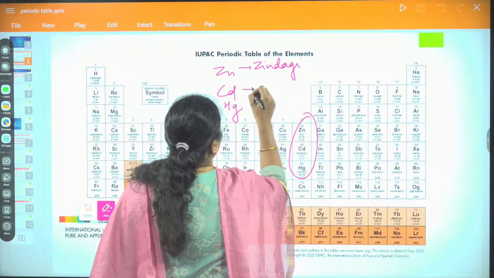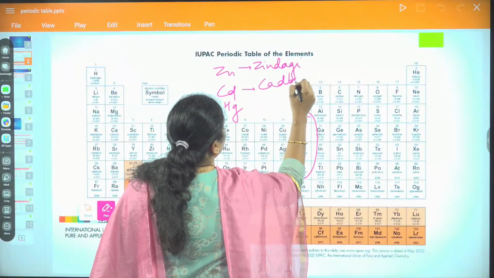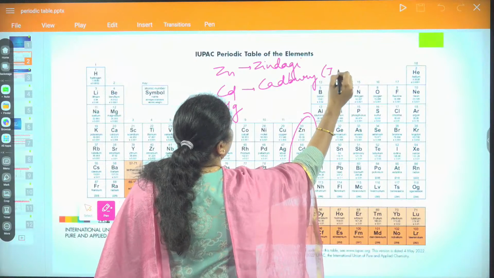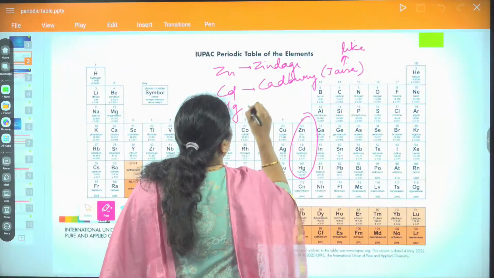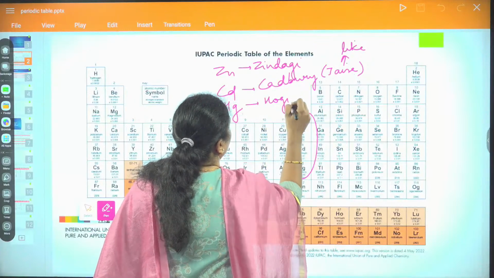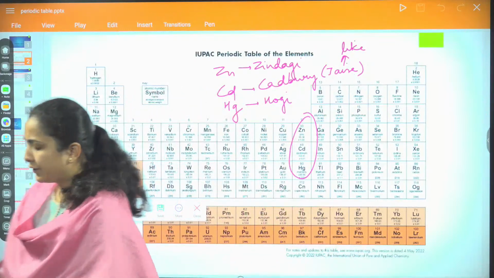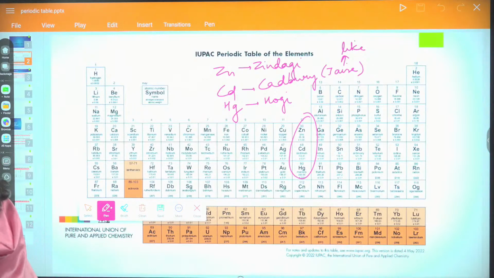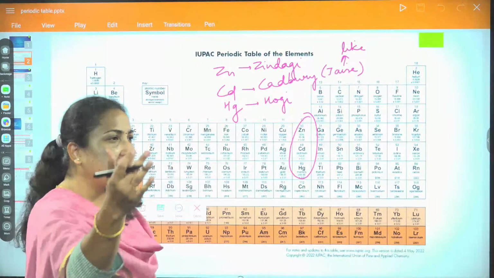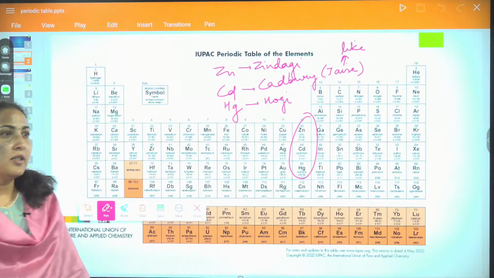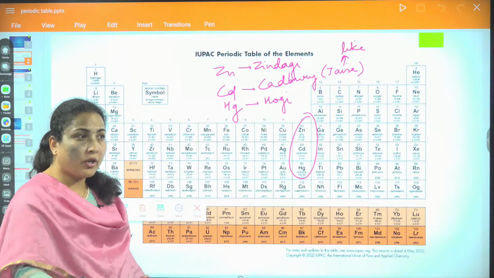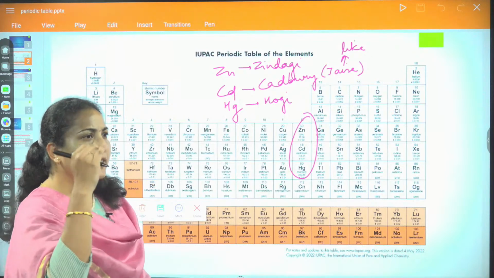Or else you can remember "Zindagi, Cadbury, Jesse hogi." Hogi is a kind of Hindi word that means life will be sweet like Cadbury. That's the meaning of it. Zindagi, Cadbury, Jesse hogi. Or else you simply remember zinc, cadmium, mercury.